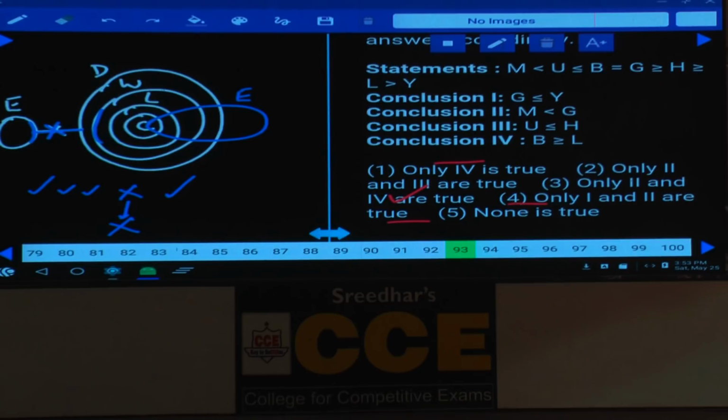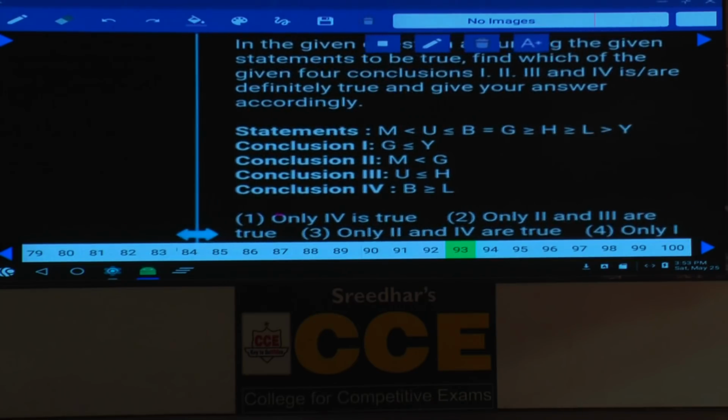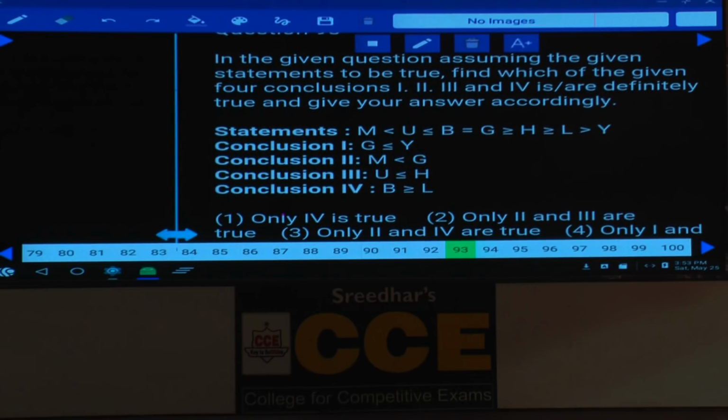Then 93 onwards. Now it is based on coded inequalities, 93. Then tell me what is the answer here? Now the relation between G and Y. G greater than Y is definitely true, isn't it? Now G greater than Y is true, but Y lesser than or equals to G is false. M and G, M lesser than G is definitely true.